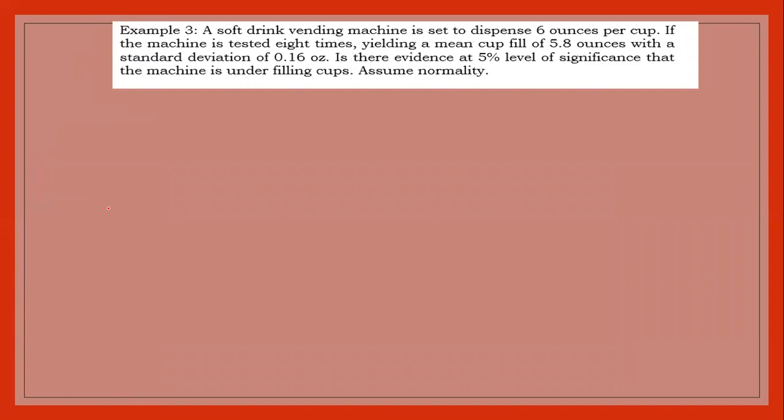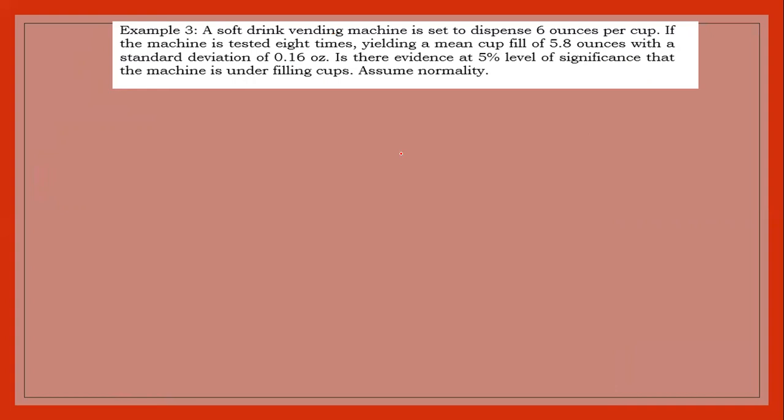So a soft drink vending machine is set to dispense 6 ounces per cup. Itong 6 ounces class, this is your population mean. Take note, walang binigay na population standard deviation. It is just your population mean.